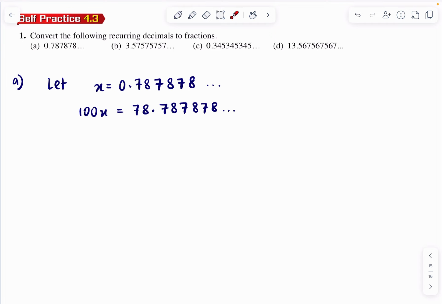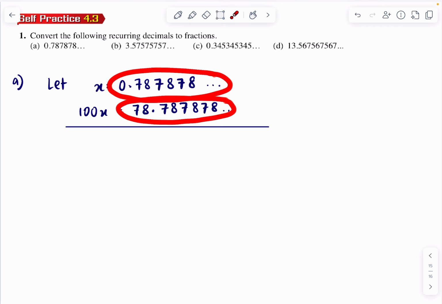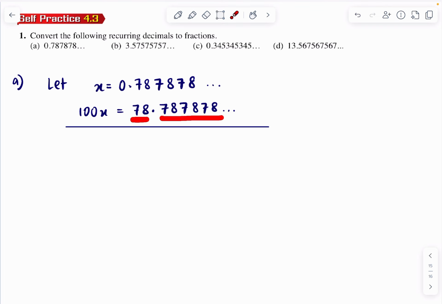Right. So now, if we minus this with this, we will just be left with 78 because we are getting rid of whatever that's behind the decimal. So we call this equation 1, equation 2. So equation 2 minus 1 means 100x minus the x, you will get 99x. This minus this will get 78. So x is 78 over 99.